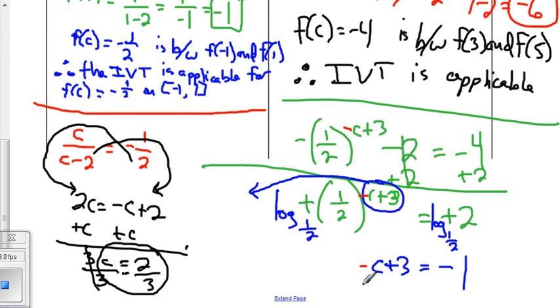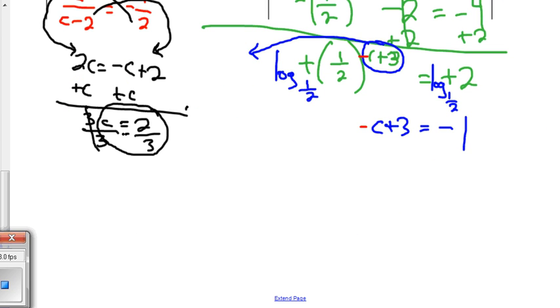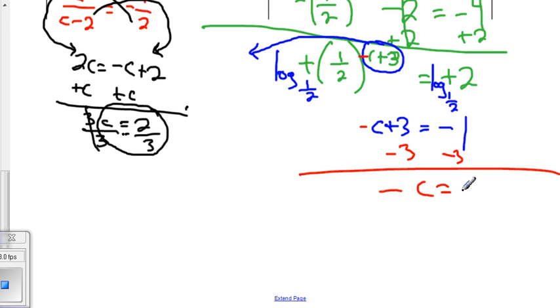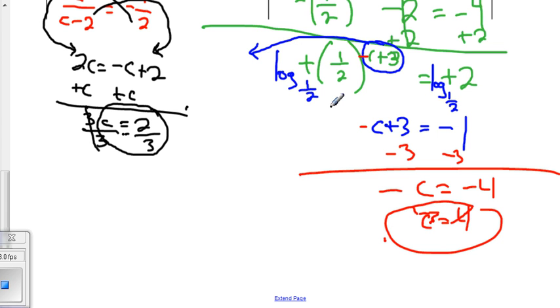So now we just solve for c, and let's bring all the numbers over to the right. Negative c equals negative 4. Divide both sides by negative 1. c equals 4. So by the intermediate value theorem, I know c is guaranteed to exist, and its value is 4. And I wrote all over it.